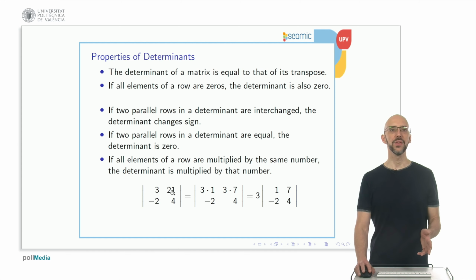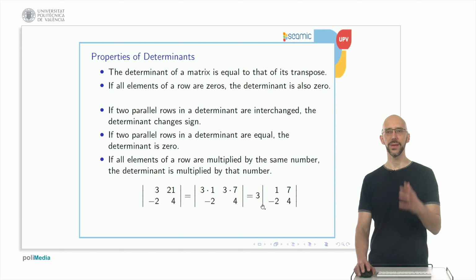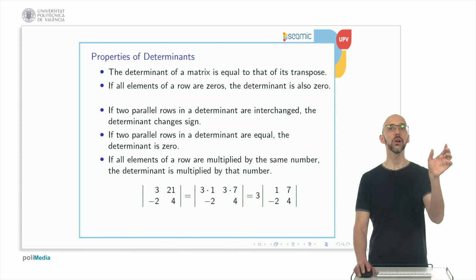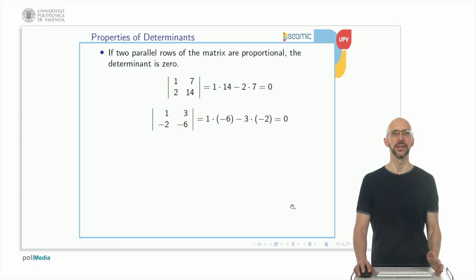I have this determinant, 3, 21, -2, 4. If you rewrite this determinant as 3 times 1, 3 times 7, okay, the first row is multiplied by 3. What I can do is to factor 3 and write it outside of the determinant. So this determinant is easier to calculate, and then I need to multiply by 3. This can be done anytime you need, okay? Anytime you see a row or column multiplied by a number, then you can just factor this number outside.